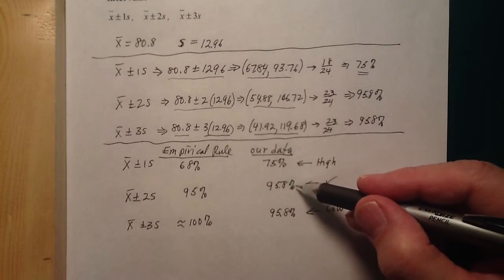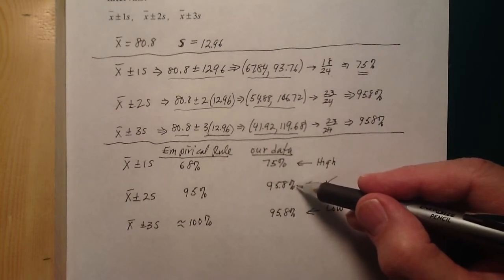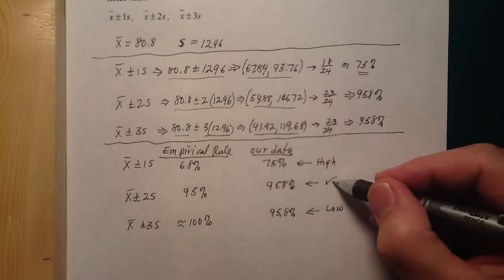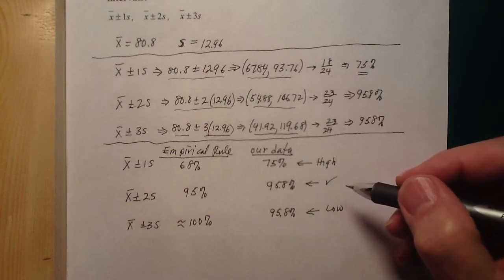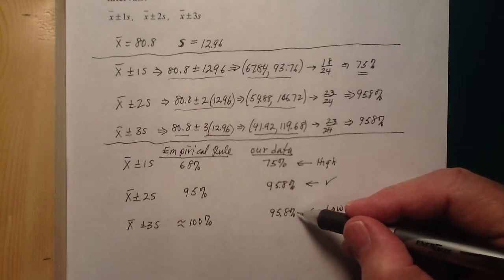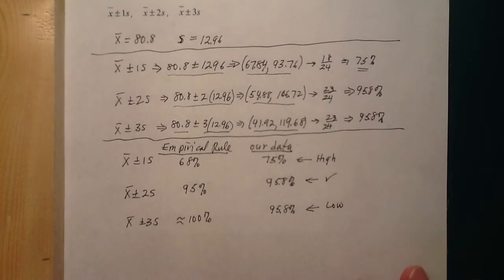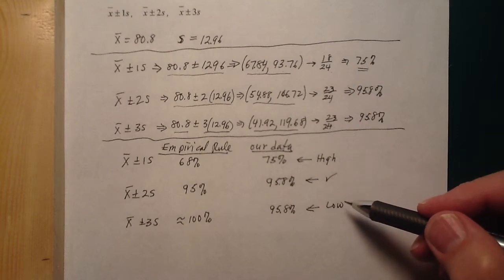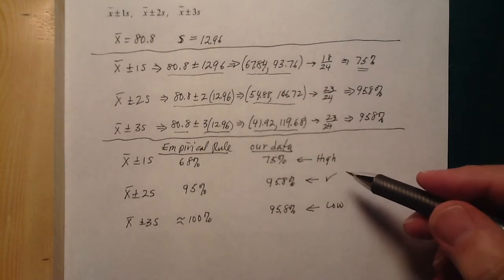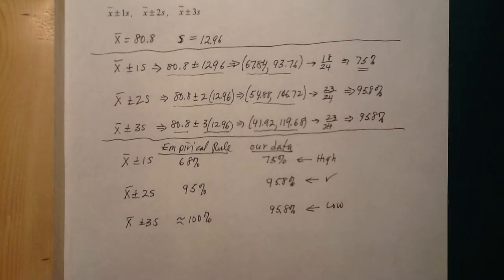We got 95.8% within 2 standard deviations of the middle. That's about right on with the empirical rule. And we also have 95.8% within 3 standard deviations, and that's a little bit low compared to what the empirical rule says. So our set of data doesn't follow the empirical rule totally, which might mean that perhaps our set of data isn't really bell-shaped.